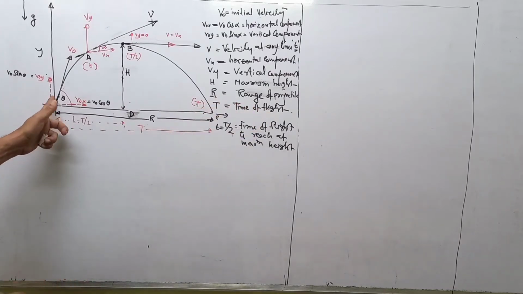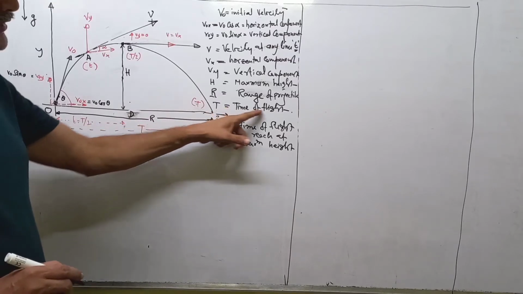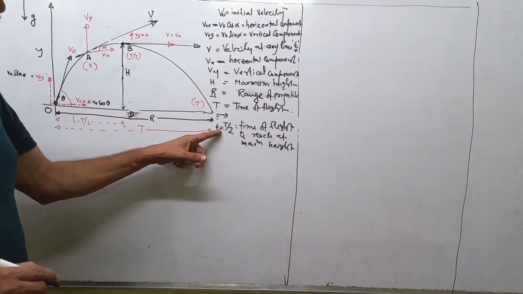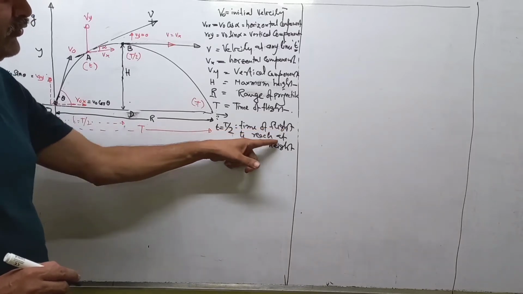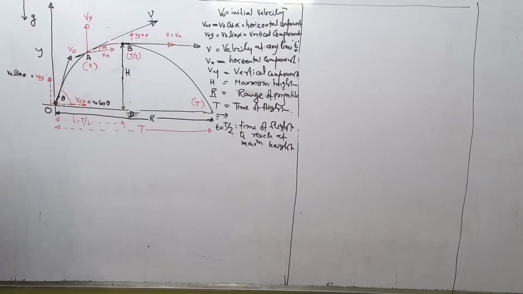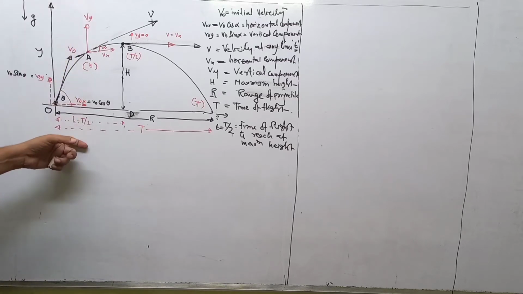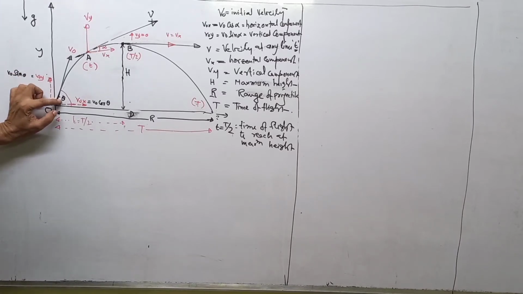That means it starts from the ground and reaches the ground at time T, which is known as the time of flight, and T by 2 is the time of flight to reach the maximum height. Naturally, this is already explained to you. I hope there is no doubt in this figure regarding any term we have explained. There is only a little bit of doubt here, in the resultant part.